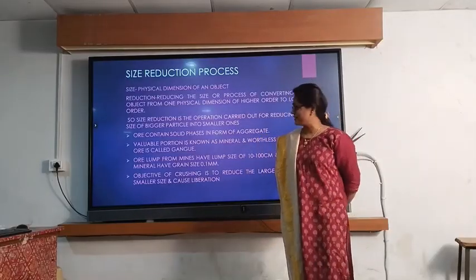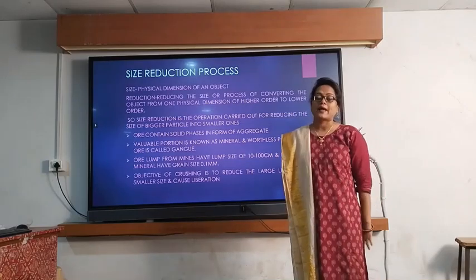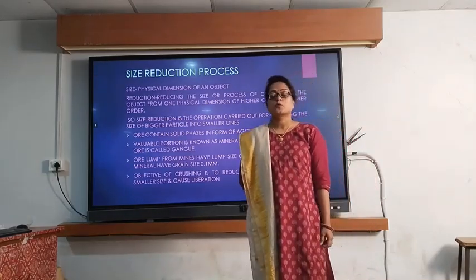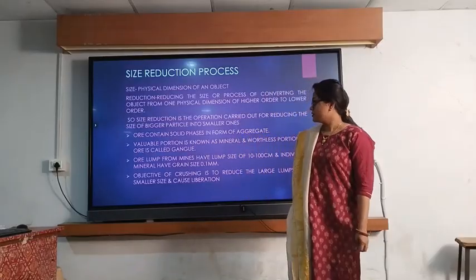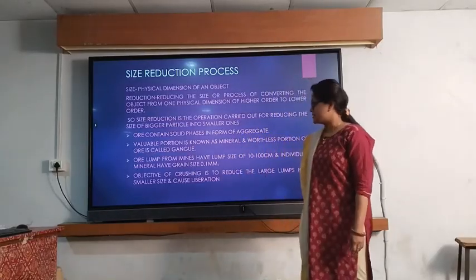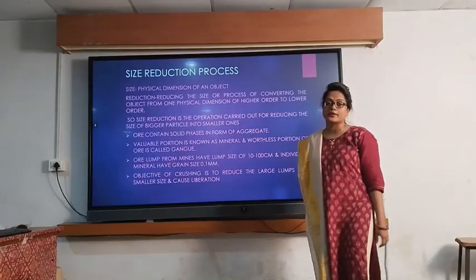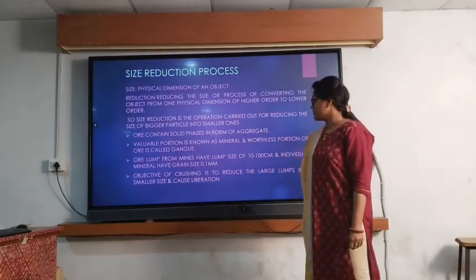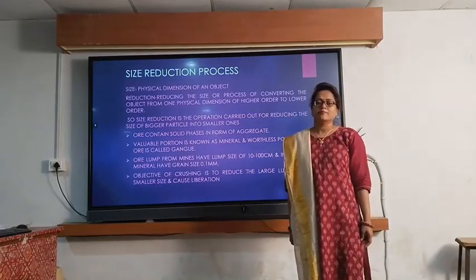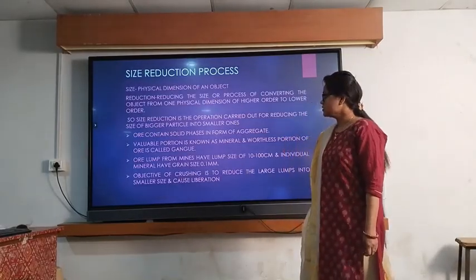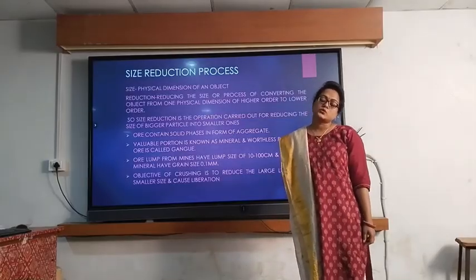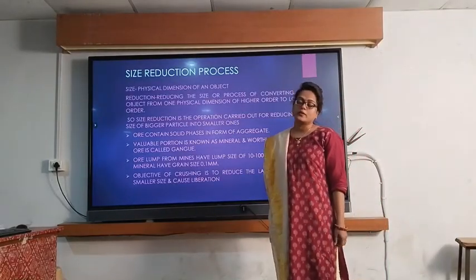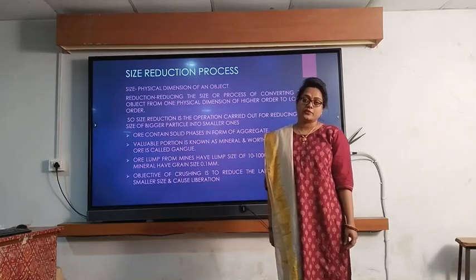So, ore contains solid phases in the form of aggregate, and the valuable portion is known as your mineral and the worthless portion is known as your gangue. Ore lumps from the mines have a lump size that is generally 10 to 100 centimeters, and the individual mineral grains are from 0.1 mm to smaller. So what is the objective of crushing? Here the objective of crushing is to reduce the large lump into smaller ones, and it will cause the liberation.